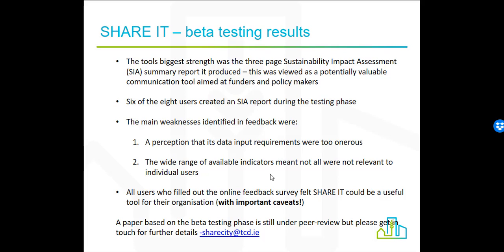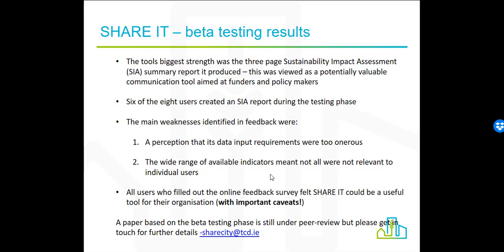And from there, that was all taken away and analysed to try and, again, do another lot of reflection on what we've created, and there were some major things that came out of that beta testing process. And one of the things was that the biggest strength of the toolkit was, from the initiative's perspective, this 3-page sustainability impact assessment report that was created.